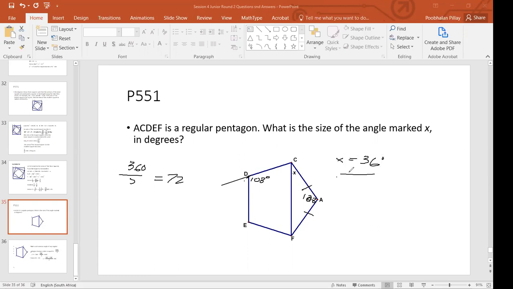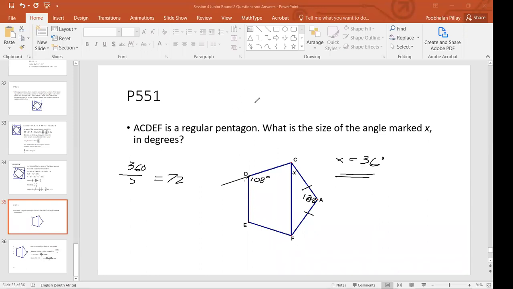So this is a standard problem on regular figures. Just remember that the sum of the exterior angles equals 360 always for any polygon. In a regular one, all of them are equal, so you can calculate each of the exterior ones, and therefore you can calculate each of the interior ones. And once you do that, this problem now becomes quite easy.